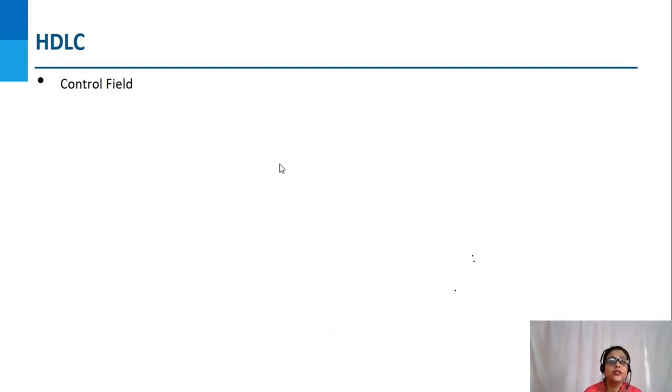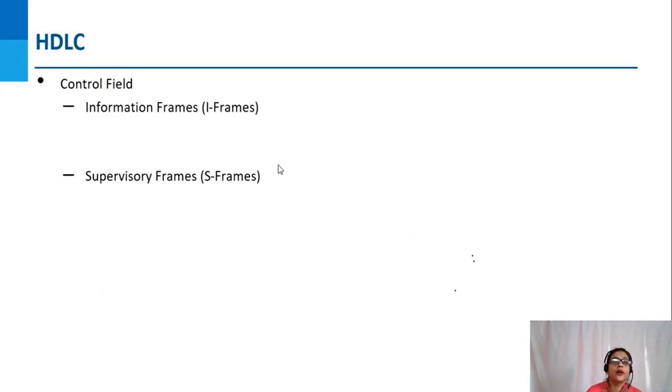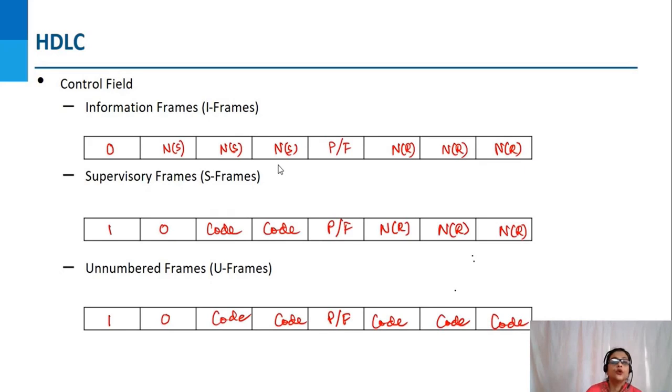Let us look into the details of the control field of various frames. We have information frames, supervisory frames, and unnumbered frames. So these are the control fields. The information frame starts with 0, then NS, PF, NR. The supervisory frame starts with 1, then 0, then a code, and then PF, NR. And the unnumbered frame also starts with 1 and 0, then there are different codes, PF, and then codes.